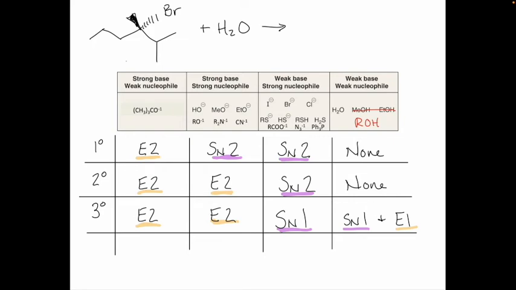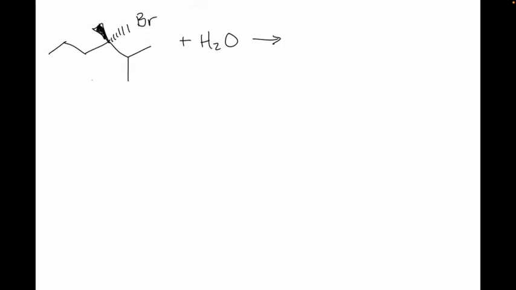All right, so how many products did you draw? Awesome. So, kind of worst case scenario here, because we got a mixture of E1 and Sn1 products that we have to draw. And remember, if it's Sn1, that means I have to include both of them, where my nucleophile is at a wedge, and where it's at a dash. So let's do the E1 first.